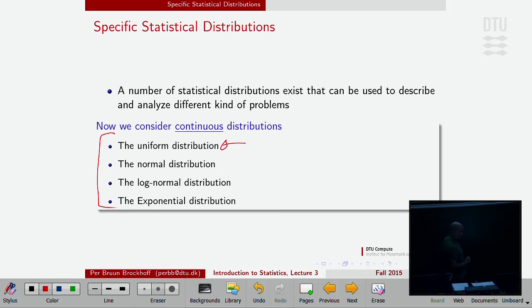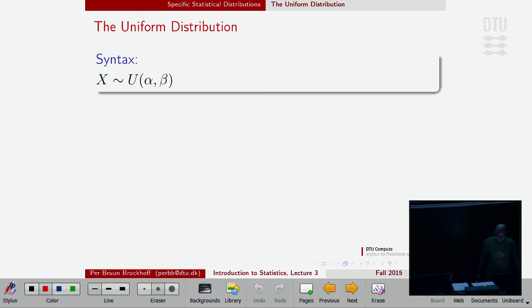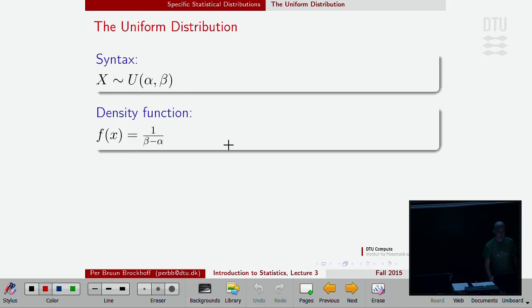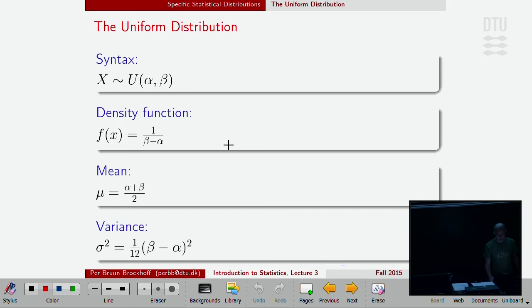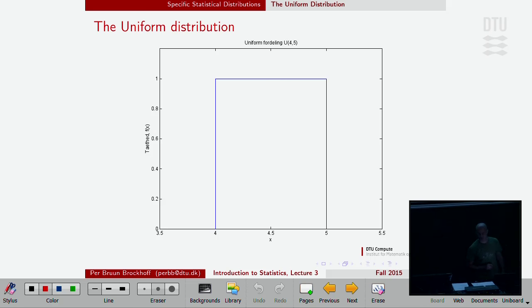The uniform distribution. The word uniform in Danish is also lige, the same, equal. That looks complicated. That looks less complicated. That looks pretty complicated. This looks easy, right? This is pretty uniform. This is pretty equal, right? Here I'm visualizing one example of what we call the continuous uniform distribution on the interval between 4 and 5, right?